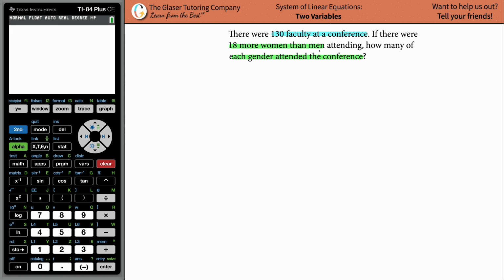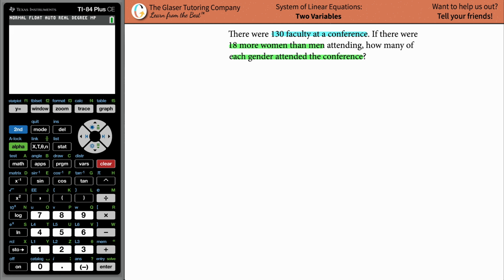You could start off with any letters. It doesn't matter. A, B, C, D, E, F, G. Yeah, I know my alphabet. But anyway, I'm not going to use any of those because I love to use X.